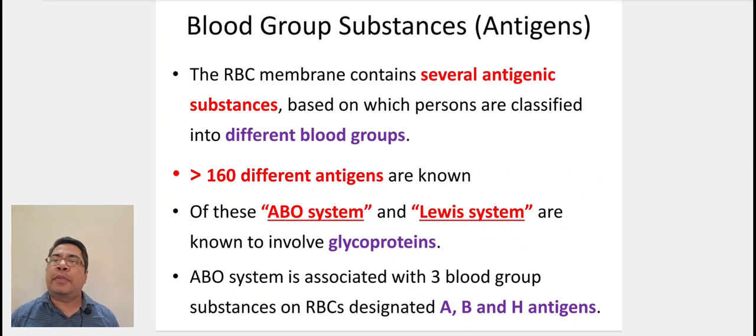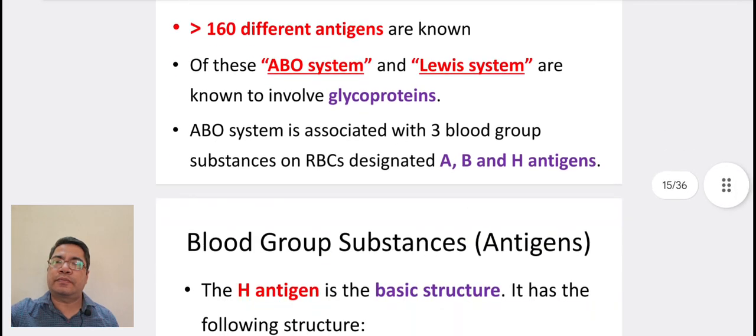Coming to blood group substances. The RBC membrane contains several antigenic substances based on which persons can be classified into different blood groups. More than 160 different antigens are known. Of these, the ABO system and Lewis system are known to involve glycoproteins. The ABO system is associated with three blood group substances on RBCs designated as A, B, and H antigens.